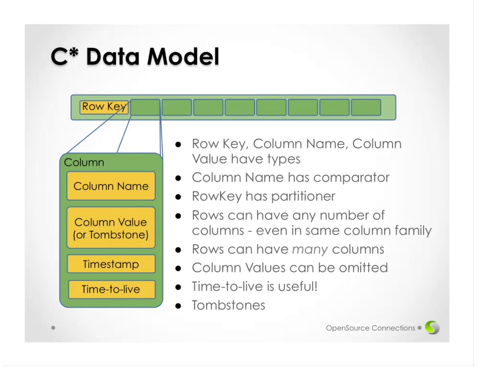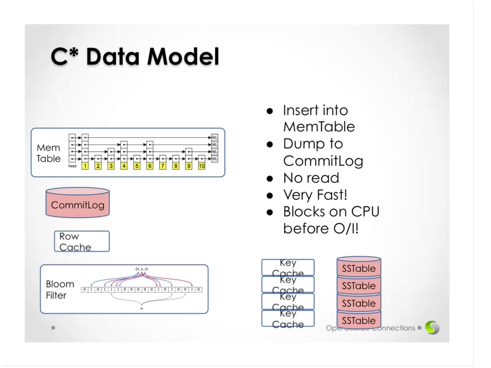Rows can have any number of columns. We talked about that. Rows can have lots and lots of columns. I'll show you an example of column values being omitted. I'm not sure how useful this is, but it's a little hack, and it might help you understand what's going on here. Oh, okay, I haven't gotten to it yet.